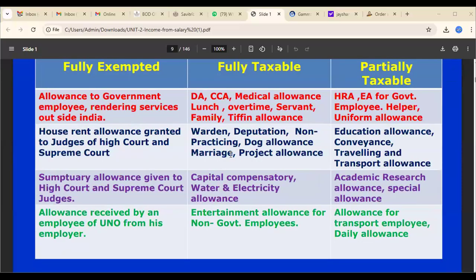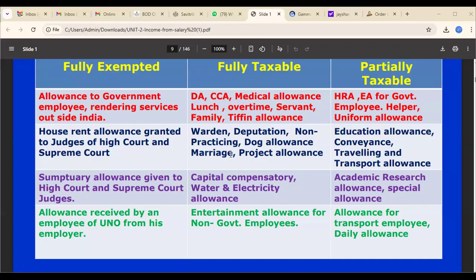Just to revise the calculation of income from salary. So this is a working note for allowances. Allowance for government employees regarding services outside India is fully exempted. Second, house rent allowance for judges is exempted. Statutory allowances, that is allowance for their food and so on, are exempted. Allowance received by United Nations persons is exempted.